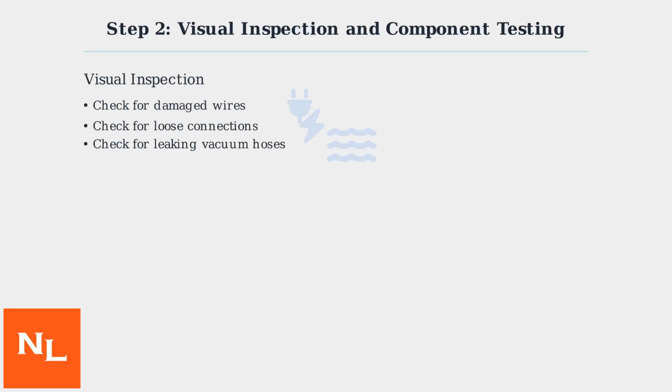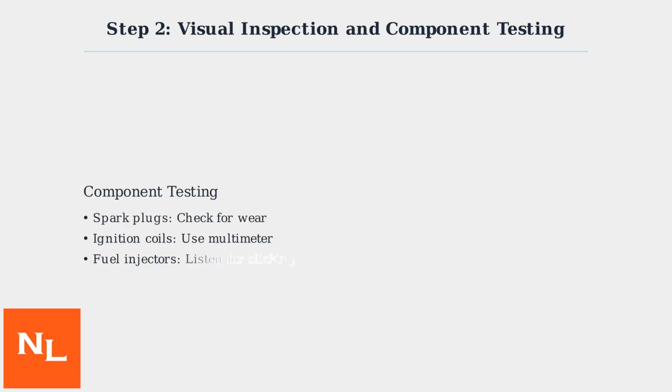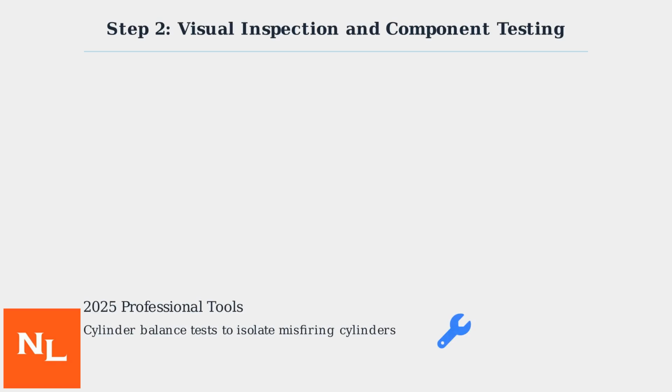After the initial scan, move to Step 2, visual inspection and component testing. Perform a thorough visual inspection of the engine, checking for obvious issues like damaged wires, loose connections, or leaking vacuum hoses. Next, test individual components. Check spark plugs for wear, test ignition coils with a multimeter, and listen for clicking sounds from fuel injectors. In 2025, professional tools can perform cylinder balance tests to isolate misfiring cylinders.